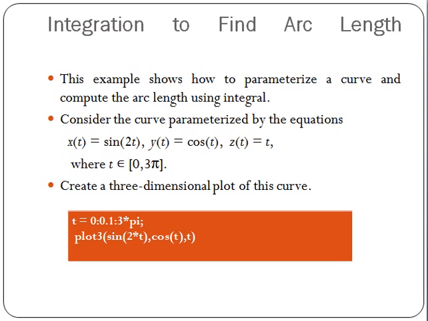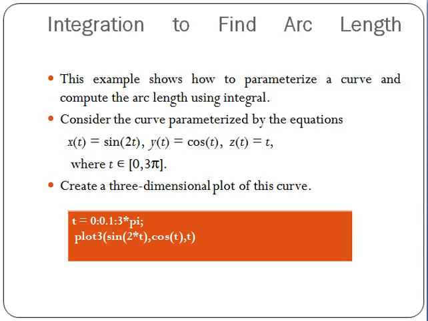Now switching towards the integration to find the arc length. We have the functions x of t, y of t and z of t as sine 2t, cos t and t, and that t ranges between 0 to 3 pi. First of all we have to give the command for t and this function. Now for the range of t we have to give the command t equal to 0 difference 0.1 to 3 pi, that you will write as 3 into pi.